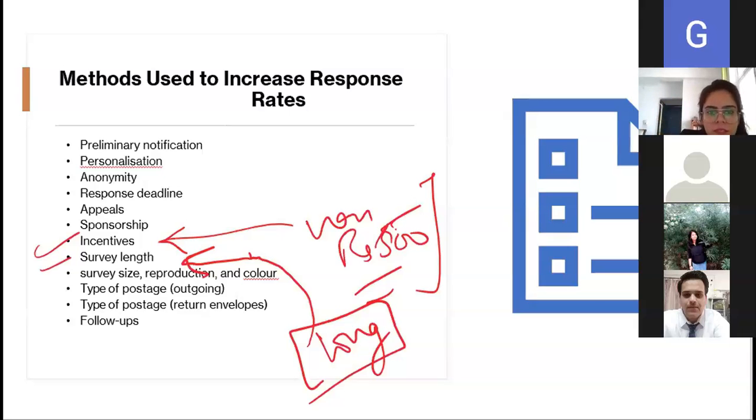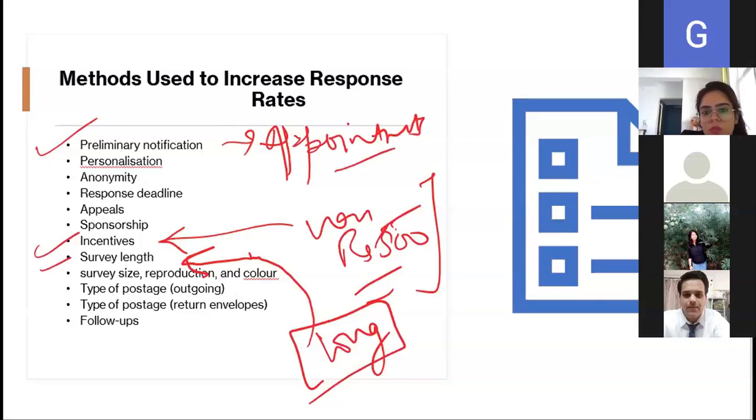Other than that, you ask for appointments, preliminary notification, or you follow up. These are various methods, and all these things are different ways of increasing the response rates.